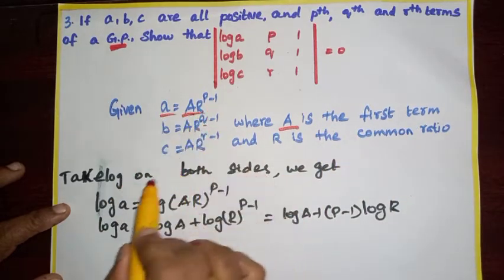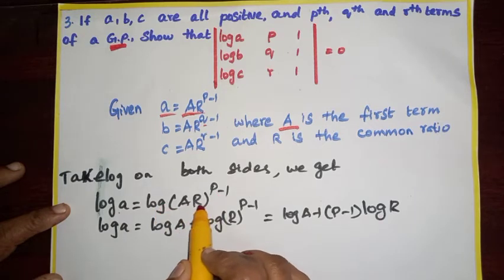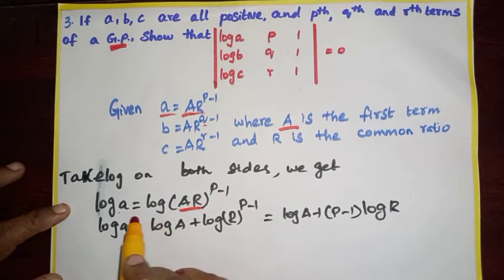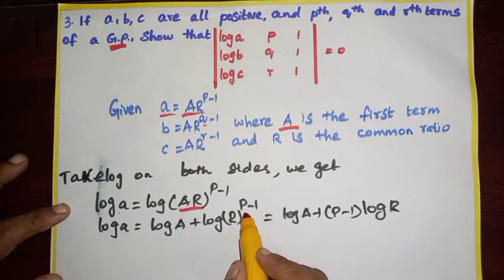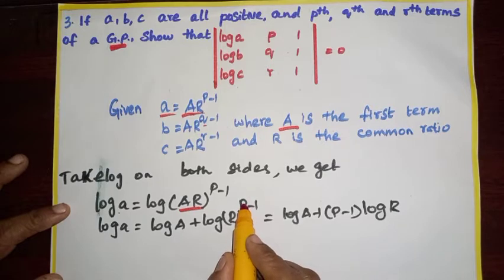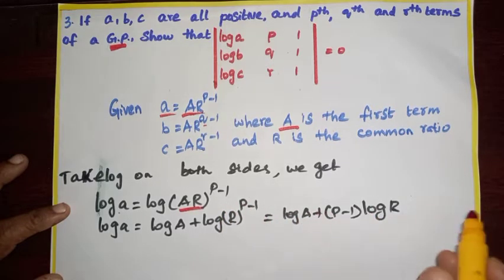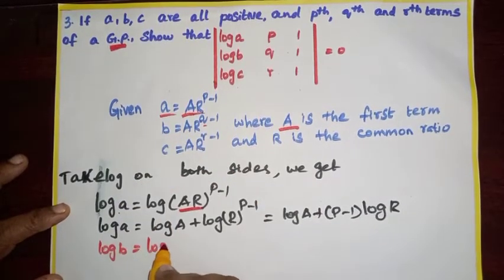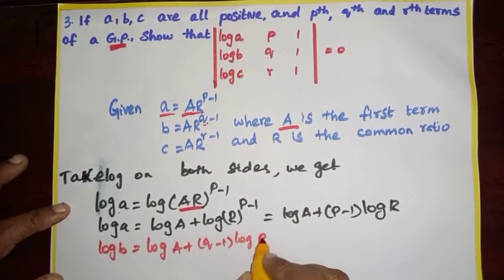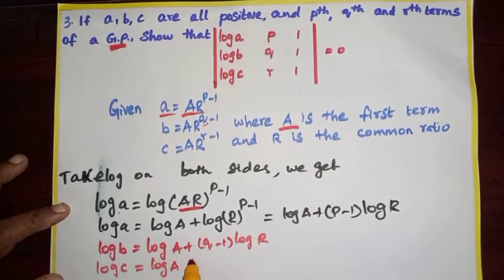Take log on both sides. Log A equal to log of capital A R power P minus 1. It is in the form of multiplication, so it can be written as log capital A plus log R power P minus 1, which is equal to log capital A plus, by using the power rule, P minus 1 log R. Similarly, log B equal to log capital A plus Q minus 1 log R. Log C equal to log capital A plus R minus 1 log R.